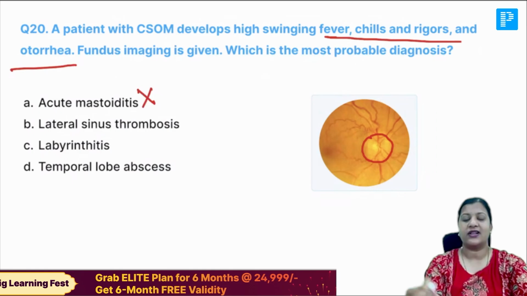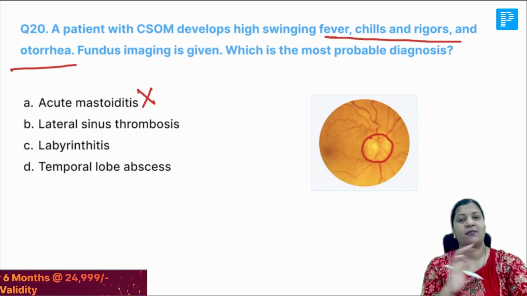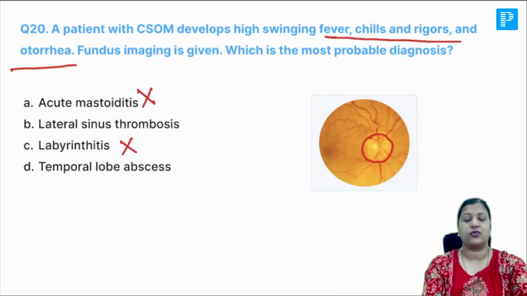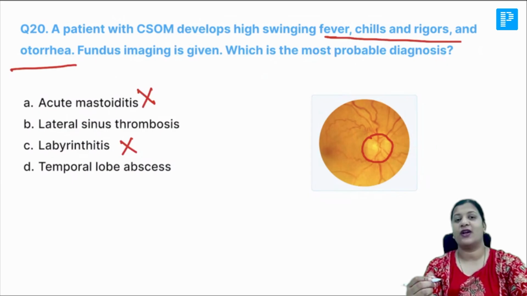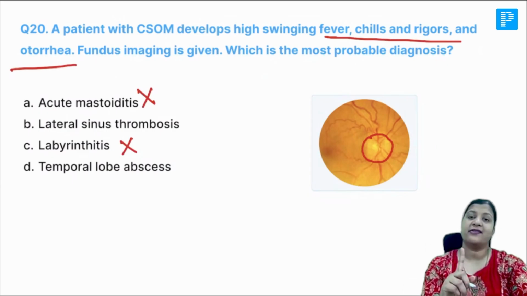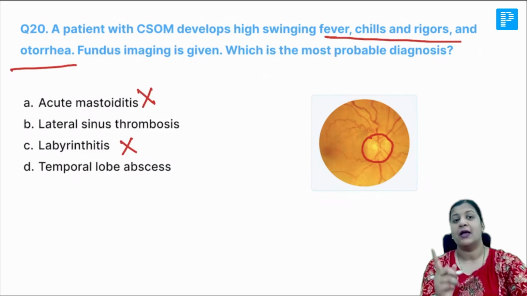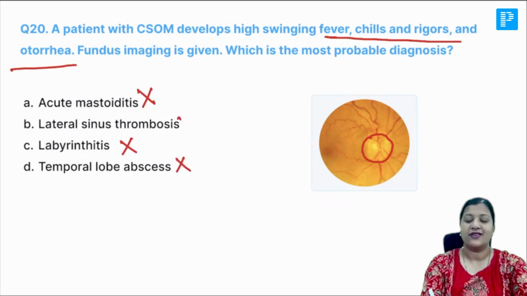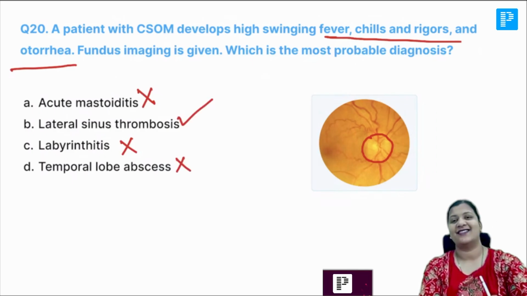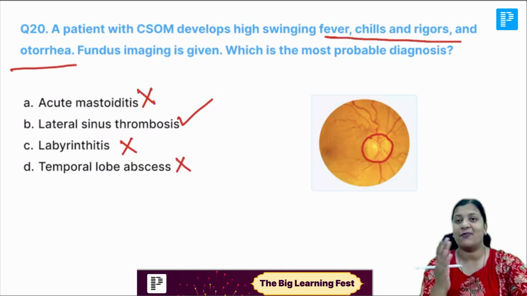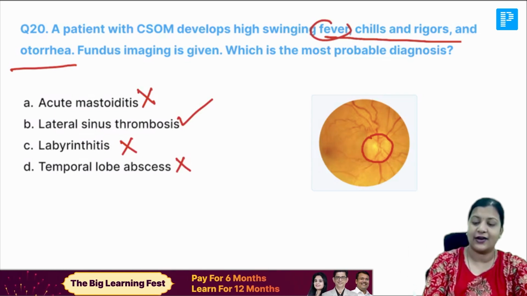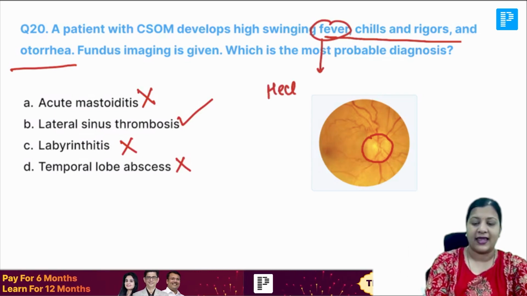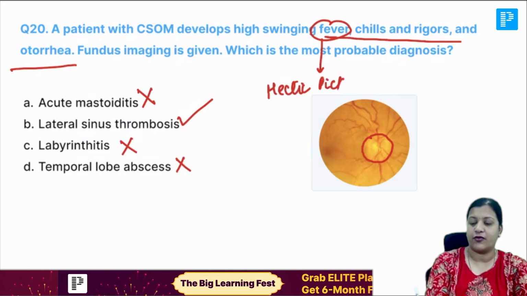In mastoiditis, will the ICP increase to cause papilloedema? No. In labyrinthitis, will there be increased ICP to cause papilloedema? No. Temporal lobe abscess, can it cause? Yes. And in lateral sinus thrombosis also, can it cause? Yes. But I told you temporal lobe abscess will have focal neurological deficits. Are they mentioned in your question? No. Which is why your answer will be lateral sinus thrombosis, where we get hectic picket fence type of fever. What is the kind of fever we get here? Yes, hectic picket fence type of fever.